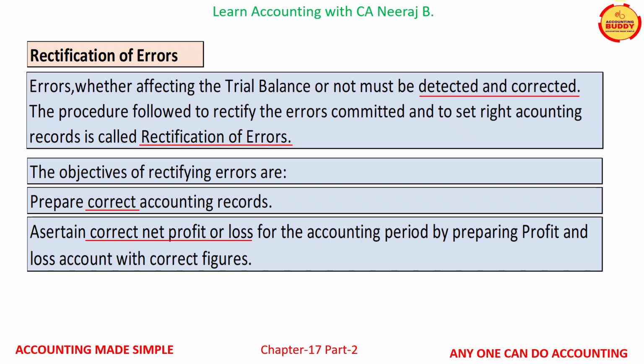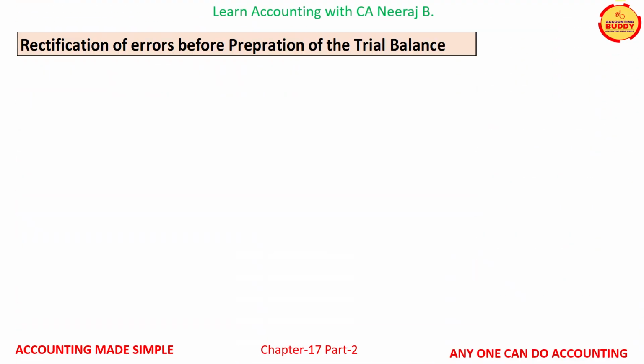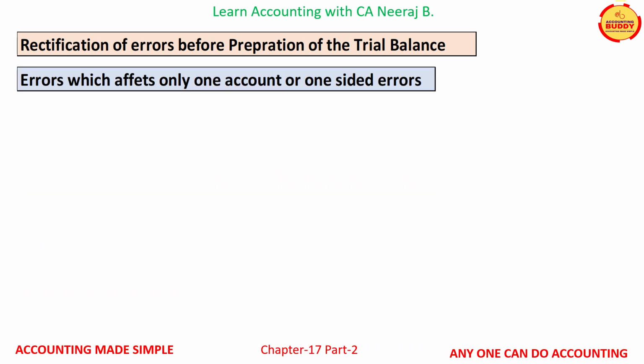period by preparing the profit and loss account with correct figures, exhibiting a true and fair view of the financial position of the business at a particular date by preparing balance sheet with the correct accounting data. Now let us understand the rectification of errors before preparation of trial balance. First, we will learn about the errors which affect only one account or one-sided errors.